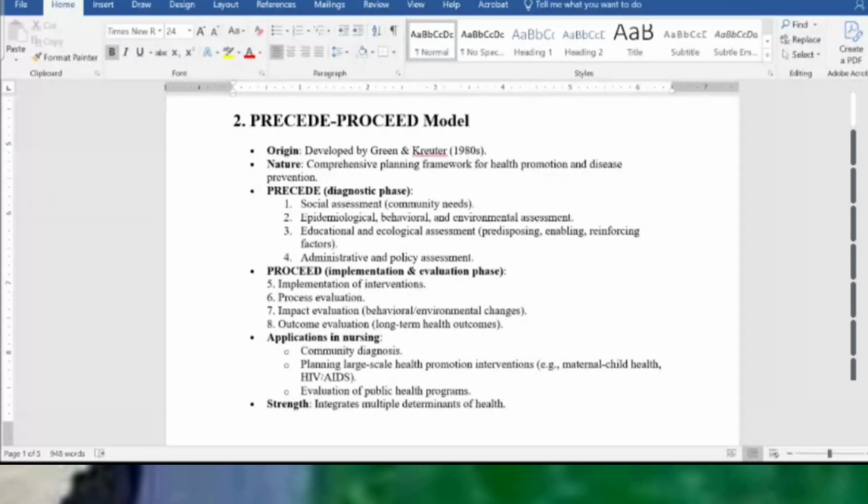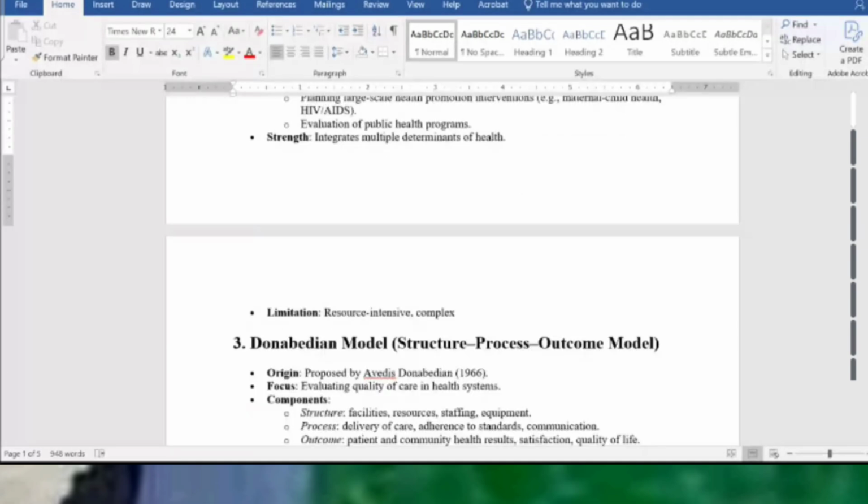Then application in nursing: community diagnosis, planning large-scale health promotion interventions, e.g. maternal child health and HIV and AIDS, and evaluation of public health programs. The strength is that it integrates multiple determinants of health. The limitation: resource intensive and complex.